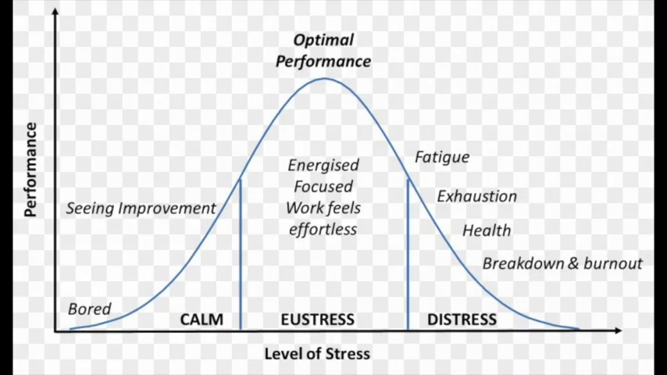So if you look on the screen here, you can see our curve. What we have on the x-axis is the level of stress, and on the y-axis is the performance. What you can see is that when the level of stress is low, performance is also low. But then as the level of stress increases to a eustress level, we have optimal performance.